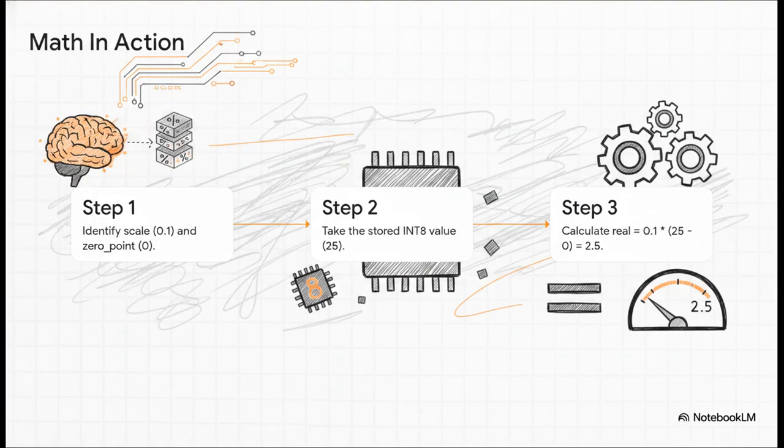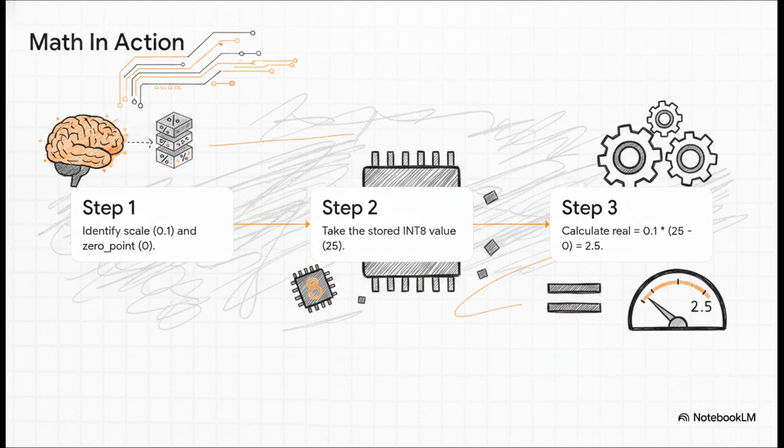Let's walk through this step by step so you can see how logical this magic actually is. Step 1. The AI identifies its stored decoder parameters for a specific layer. Let's say we have a scale of 0.1 and a zero point of 0. Step 2. It grabs the compressed INT8 value from memory, which in this case is 25. And step 3. It plugs them right into the formula: 0.1 times 25 minus 0. Boom. The microcontroller instantly knows the exact real value is 2.5.